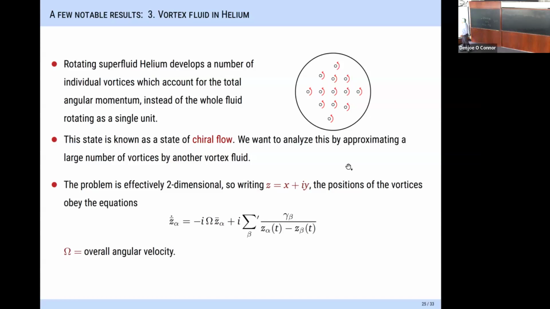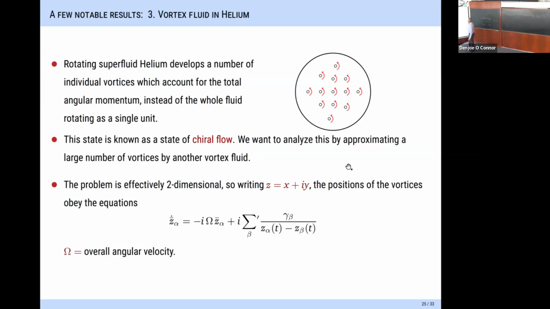You look at superfluid helium in a bucket or something, you rotate it, and we know what happens. It develops a number of individual vortices all moving the same way. Okay, so I have a whole collection of vortices here. And they're all flowing in one direction, and so you call it a state of chiral flow. This would be superfluid helium-4, I think. Superfluid helium-4, right.